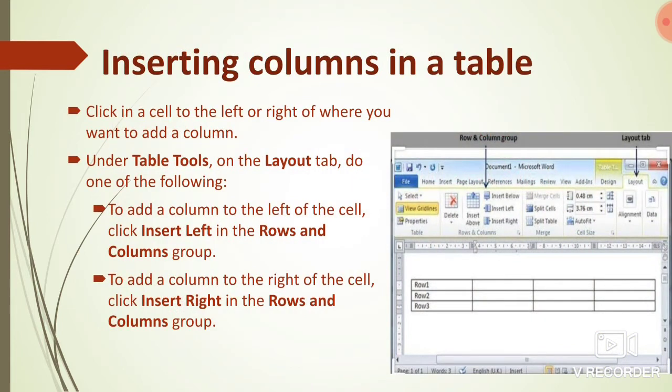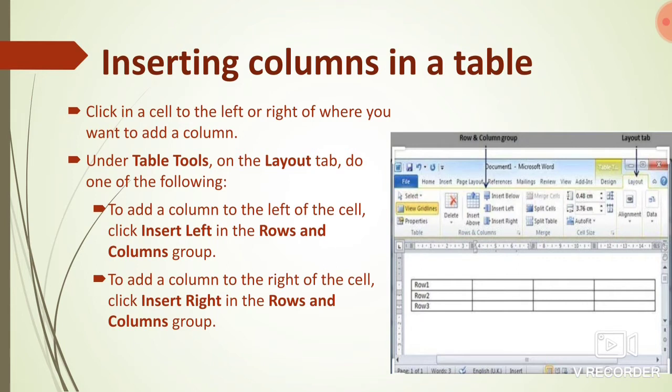How will you insert a column in a table? First, you have to select the cell on the left or right where you want to add a column. Then I told you that you will use only two tabs, that is the layout tab and the design tab. So here under the table tool option, click on the layout tab. When you click on this layout tab, many sub options will open in front of you, in which the row and column group has four options: insert below, left, right, and delete and above option.